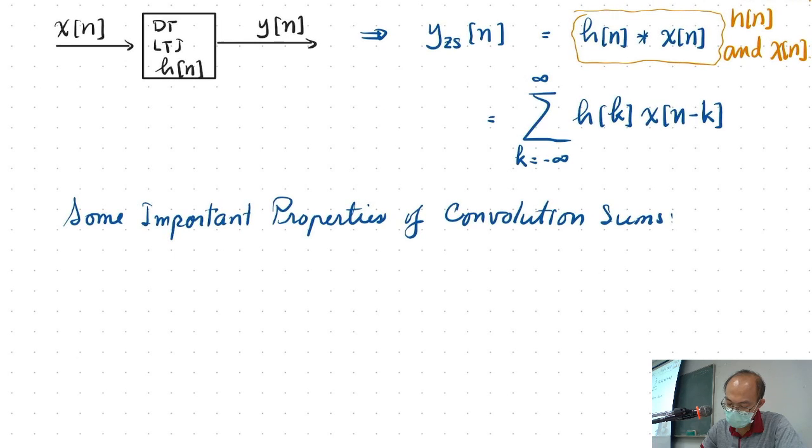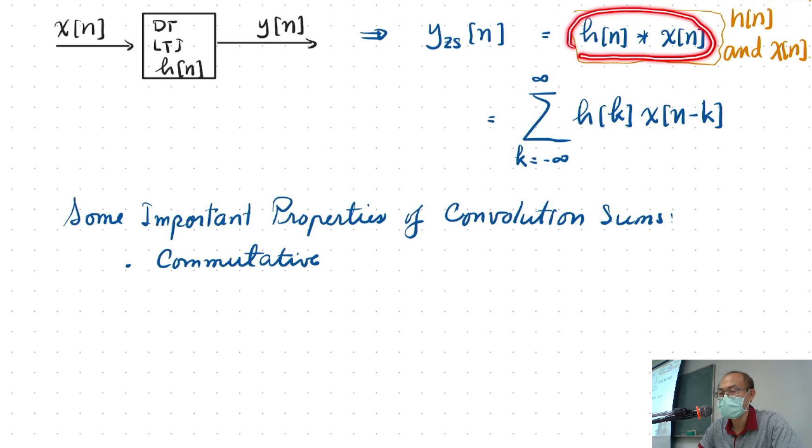Okay. First, it is commutative. Commutative means that you can switch the order between h and x. It doesn't matter which one goes first. When I write this down, I put h in front of x. So h goes here and x goes here. But it turns out that it doesn't matter. I can put x in front of h. I can switch these two, and the result will still be the same.